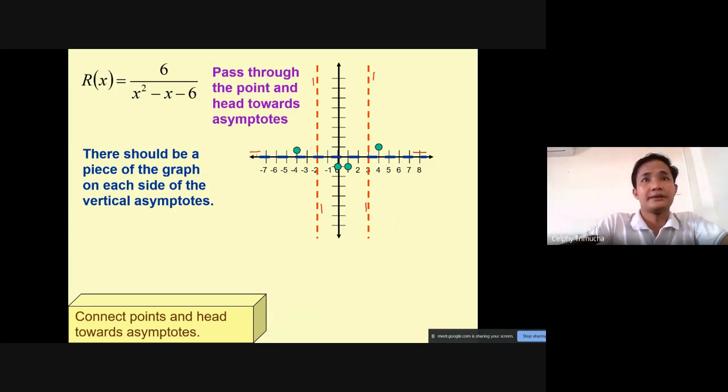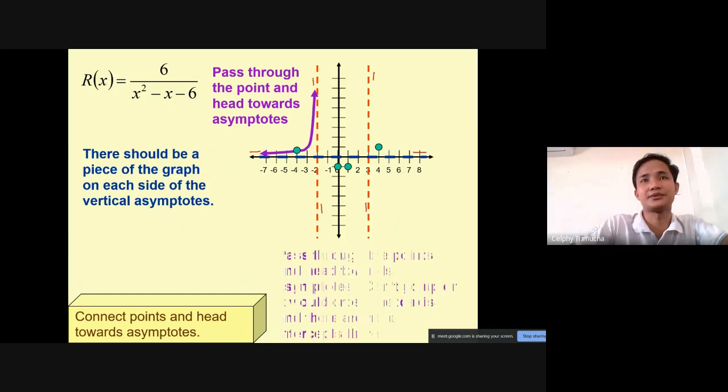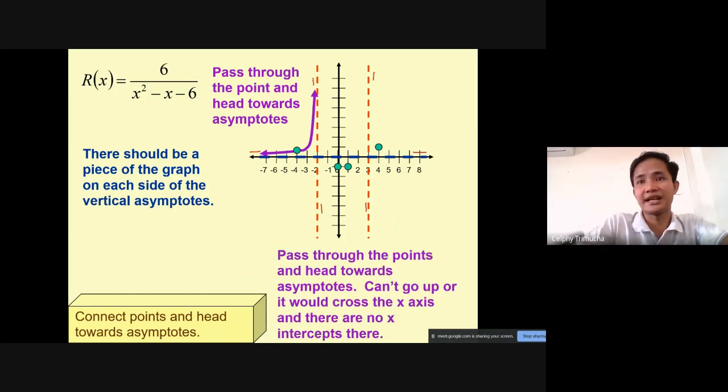So pass through the point and head towards your asymptote. So, okay, ga-touch medyo gapalapit ta sa sini nga graph, or sa sini nga asymptote. Pass through the points and head towards the asymptote. So hindi ito pwede makasaka, can't go up, or it would cross the x-axis. So hindi tadi pwede mag-cross kami asymptote o may ari man tadi horizontal asymptote.